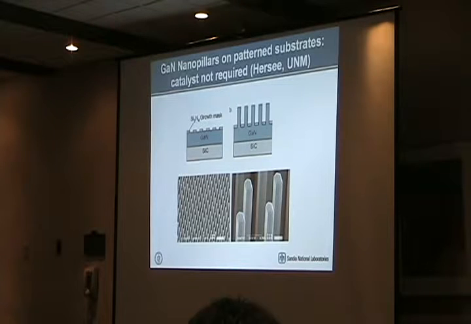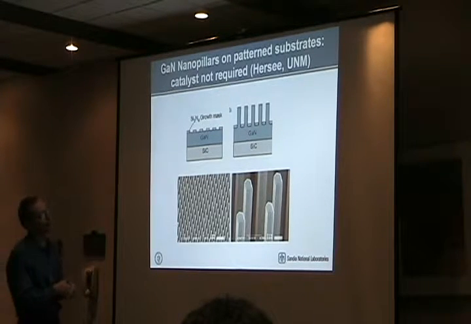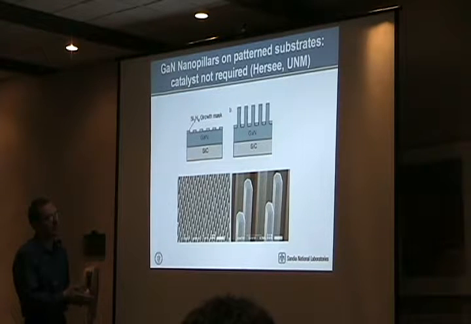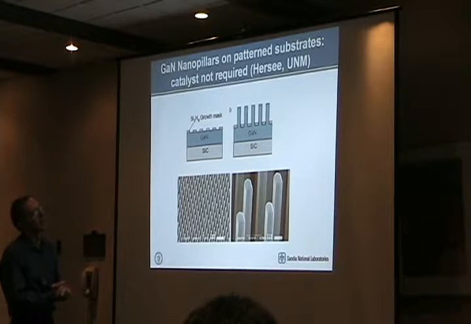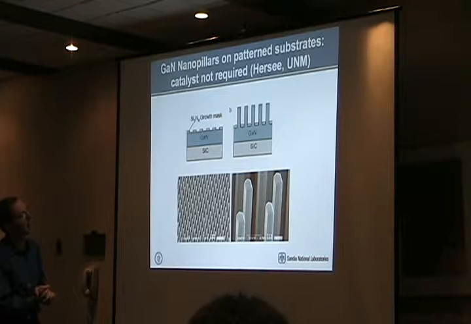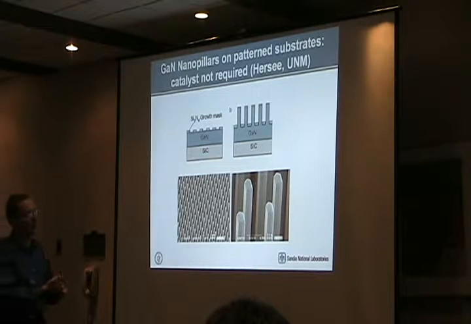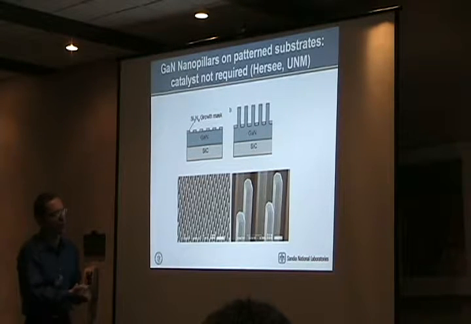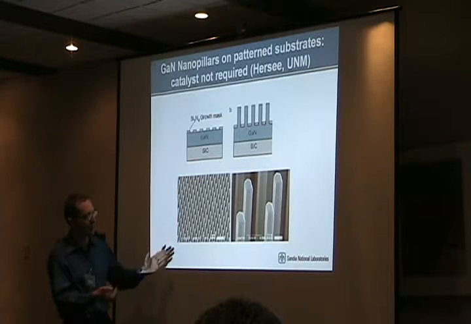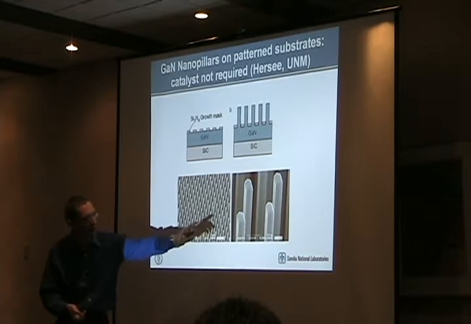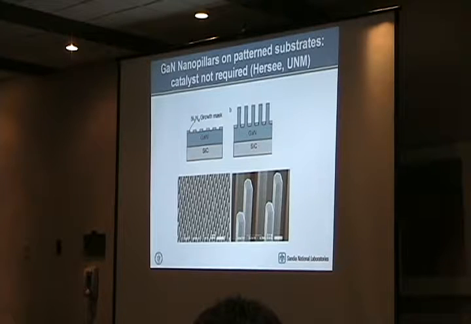using any catalyst metal. In this case, what we're doing is putting gallium nitride either on silicon carbide or sapphire, and then patterning a mask. This mask, in this case, is silicon nitride. Silicon nitride can also work. These are grown by MOCVD, and you can see that basically the mask defines the nanopillar dimensions. In some cases they're perfect hexagons. In this case, you can see they're not perfect hexagons.